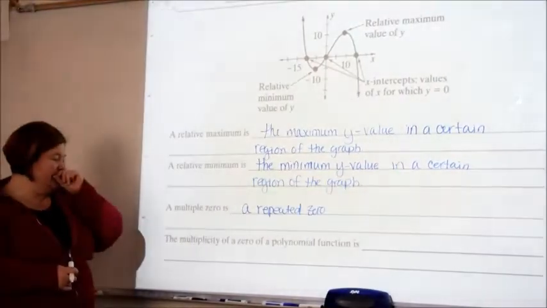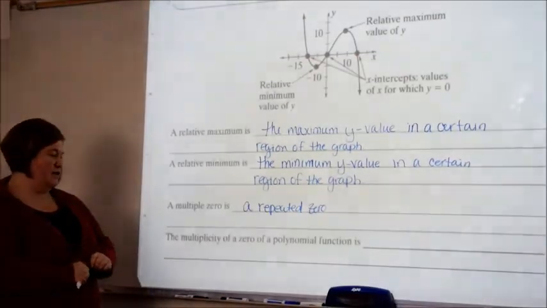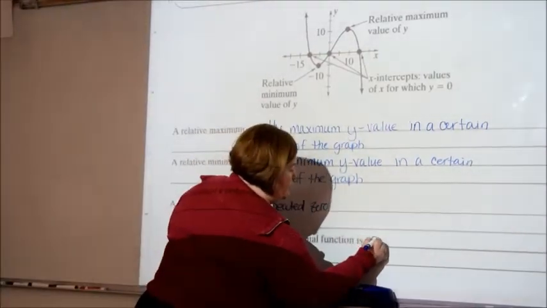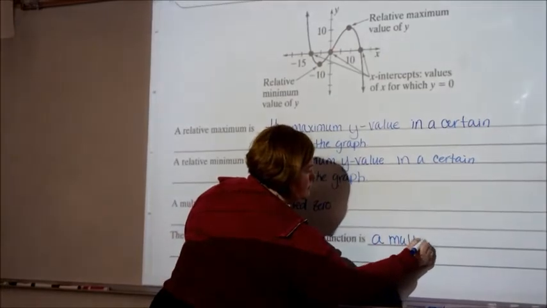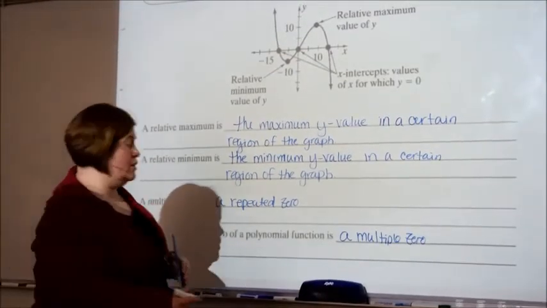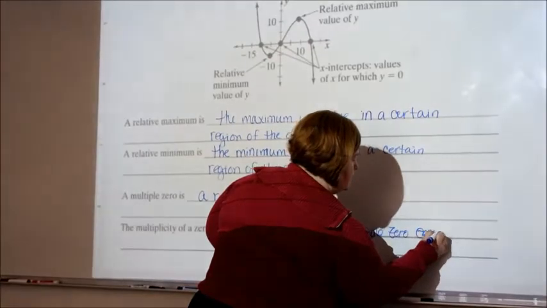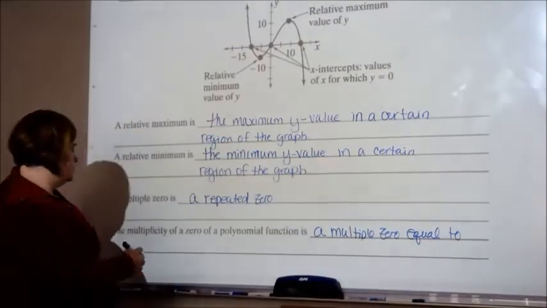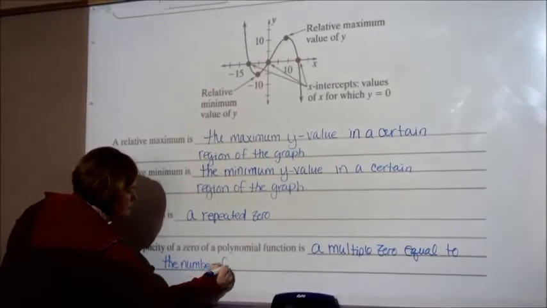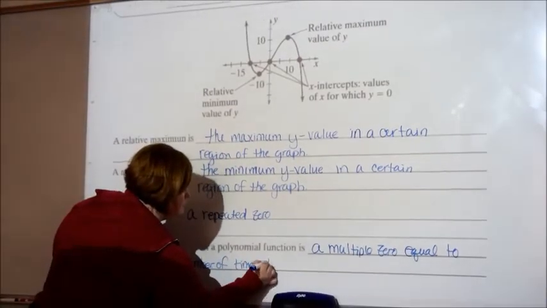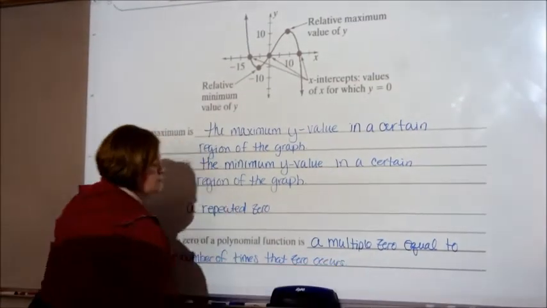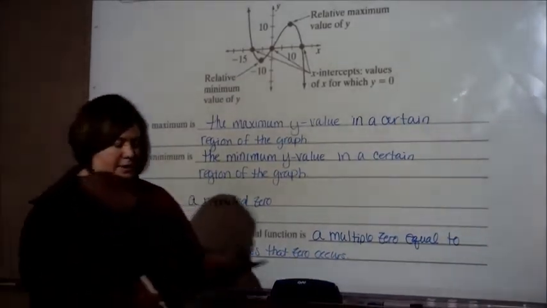Okay? The multiplicity of a 0 of a polynomial function, I need my clipboard for this one, is a multiple 0 equal to the number of times that 0 occurs. Okay? All right, let's look at some examples.